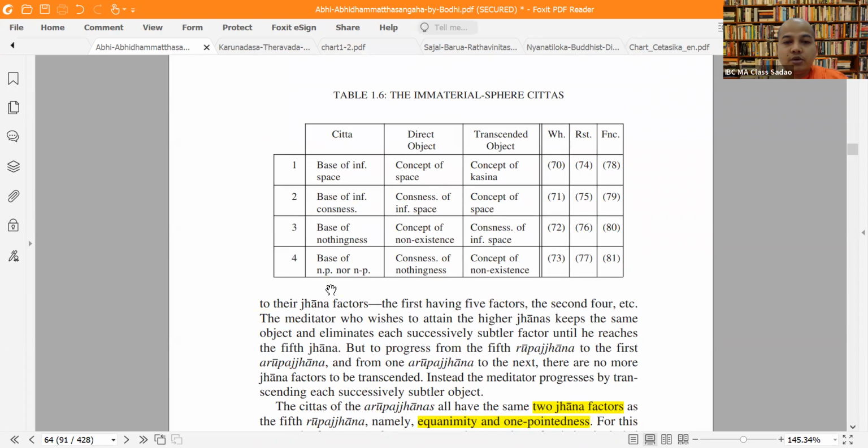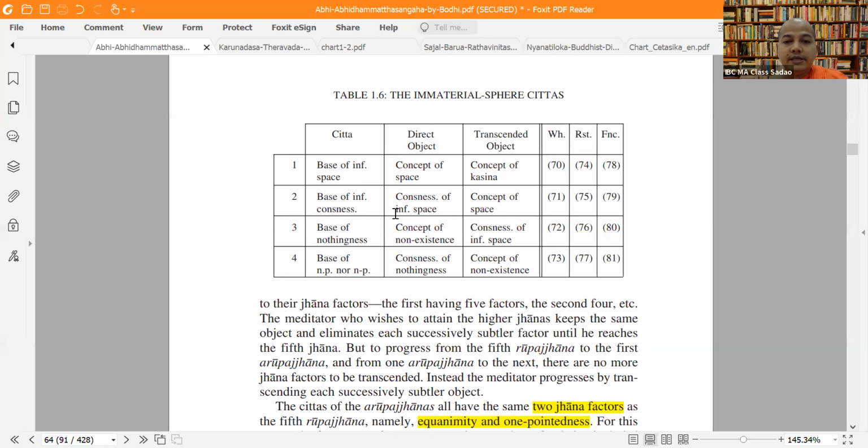So these are the four arupa jhana chittas, right? Direct object, transcendent object. Two ways these are presented. Wholesome chitta, resultant chitta, functional chitta. The concept of space is the direct object here. But the object of meditation that you overcome is the concept of kasina. So this is from the fifth rupa jhana, right?